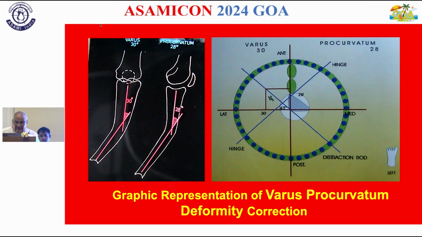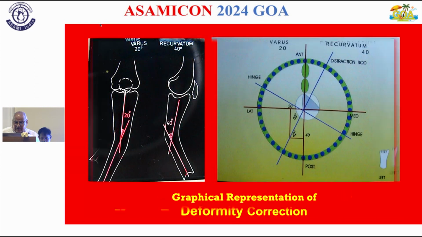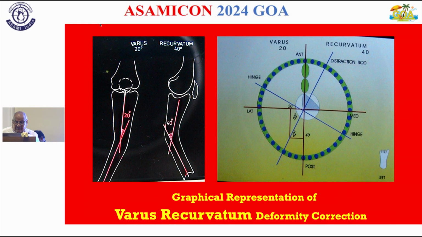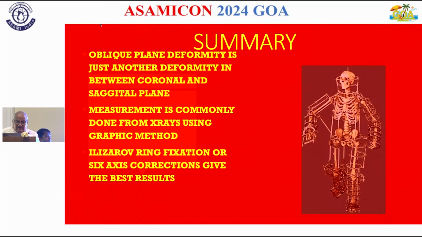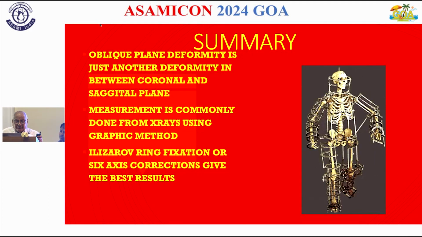This is another graphic representation of varus and procurvatum deformity. This is another, varus and recurvatum deformity, and some oblique plane deformities. Just another deformity in between the coronal and sagittal plane.